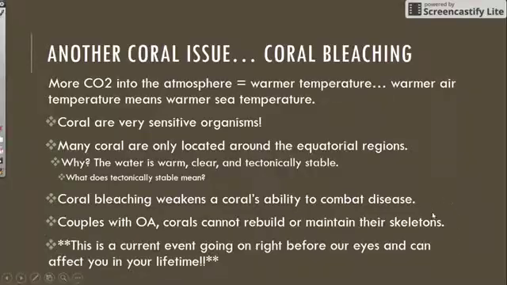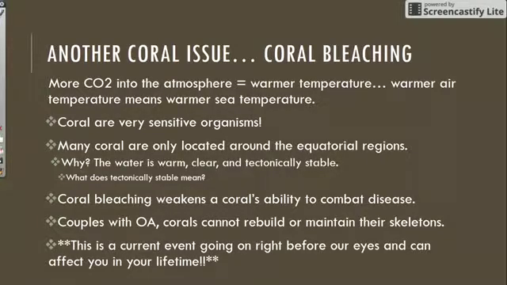And the sad thing is that it's actually coupled with this issue called coral bleaching. And this is coupling it with that idea of global climate change. So if we're adding more CO2 to the atmosphere, we're increasing the global temperature, which will eventually increase the temperature of the ocean.